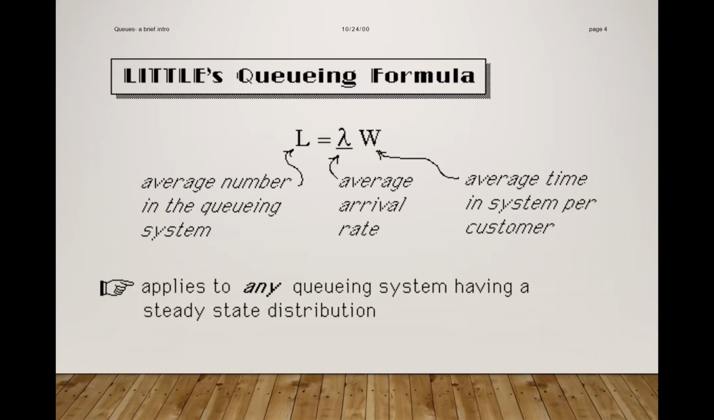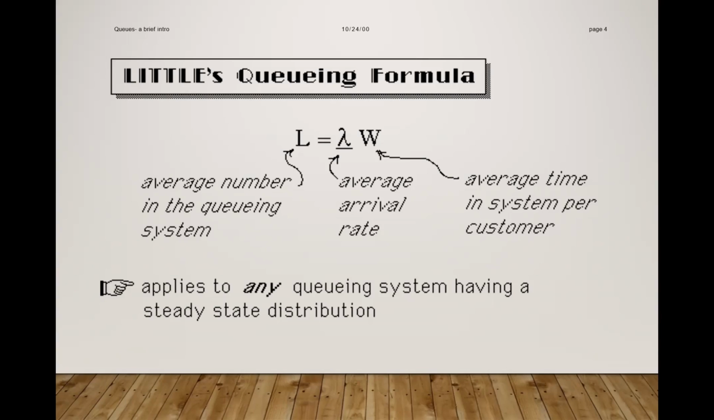Then we have here a very important formula called Little's formula. Well, it's not called Little because it is small. It's called Little because a person named Little first proved this formula. So, apelyido niya ay Little. Kaya tinawag natin siyang Little's queuing formula. And this formula is encompassing. It means that it applies to any queuing system.